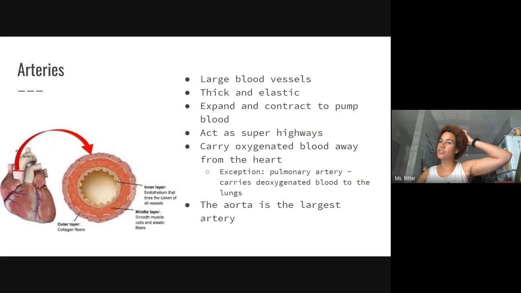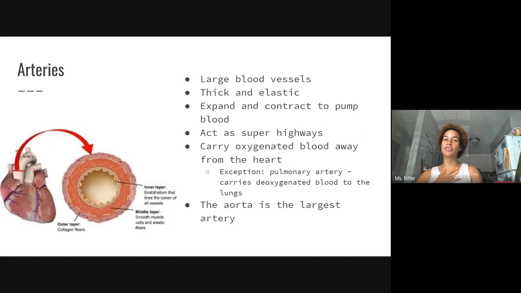And so these arteries are going to act as superhighways to carry oxygenated blood away from the heart. Okay, this is always going to be the case. If we're talking about an artery, we're talking about blood moving away from the heart. Now, there is one exception. Now, the blood is still moving away from the heart in this exception, but it is not oxygenated blood, right? So a pulmonary artery is connected to the heart, but it is taking deoxygenated blood to the lungs. Okay, so this deoxygenated blood is going to move from the heart to the lungs through the pulmonary artery, but it is still taking blood away from the heart. Okay, so that's why it's an artery.